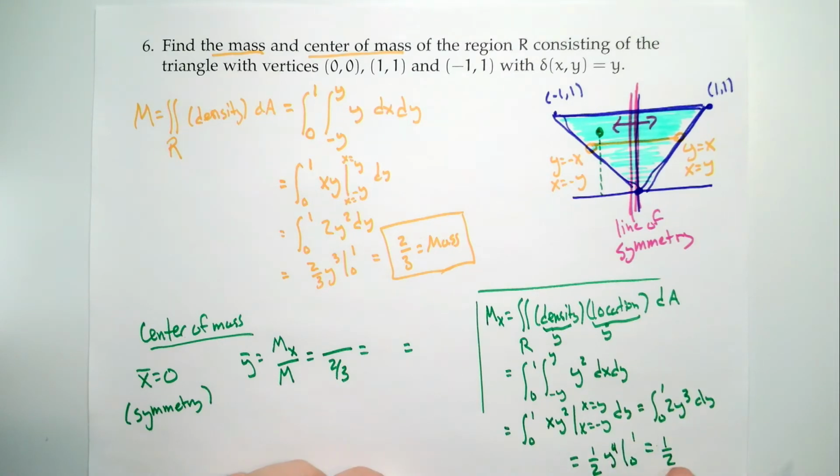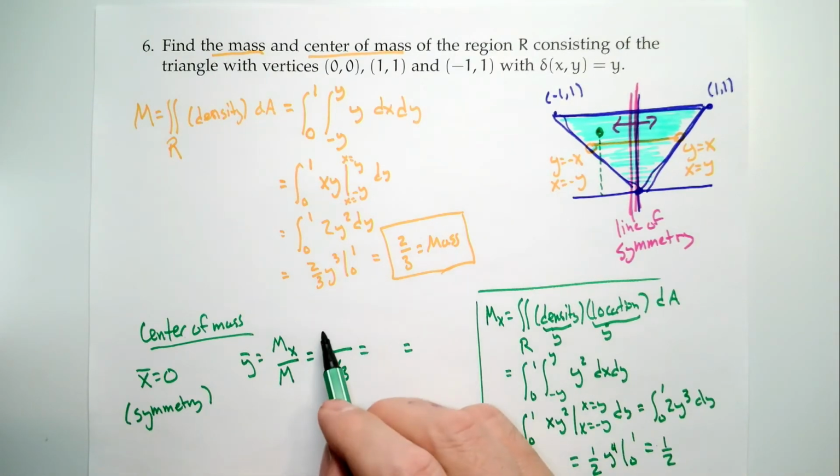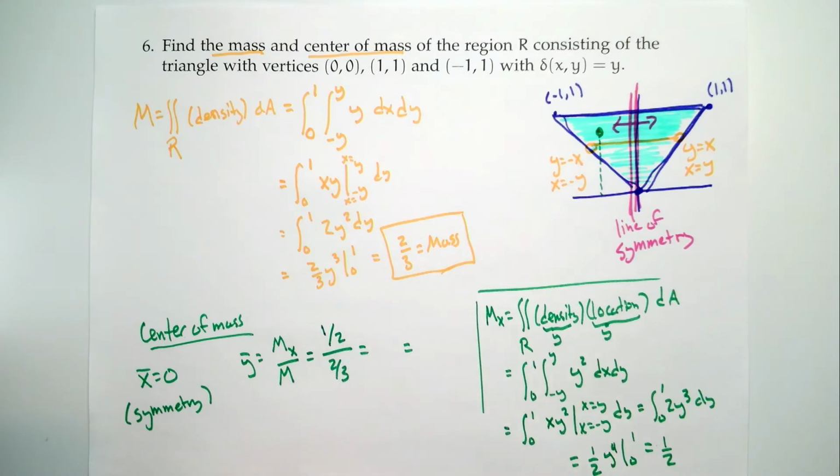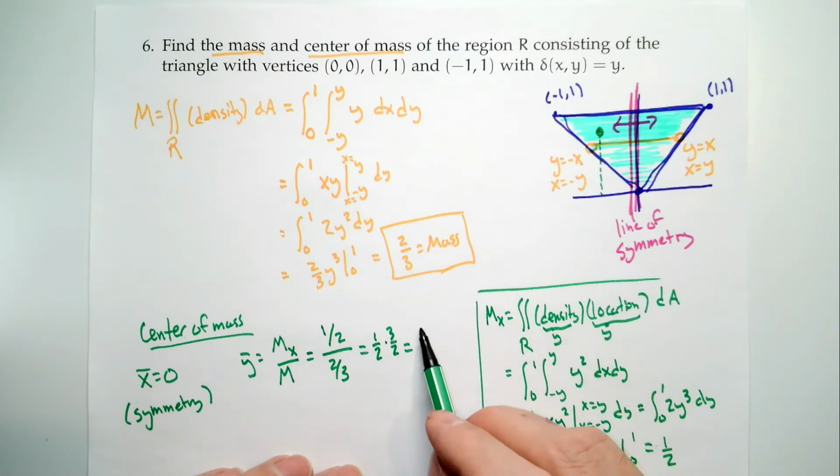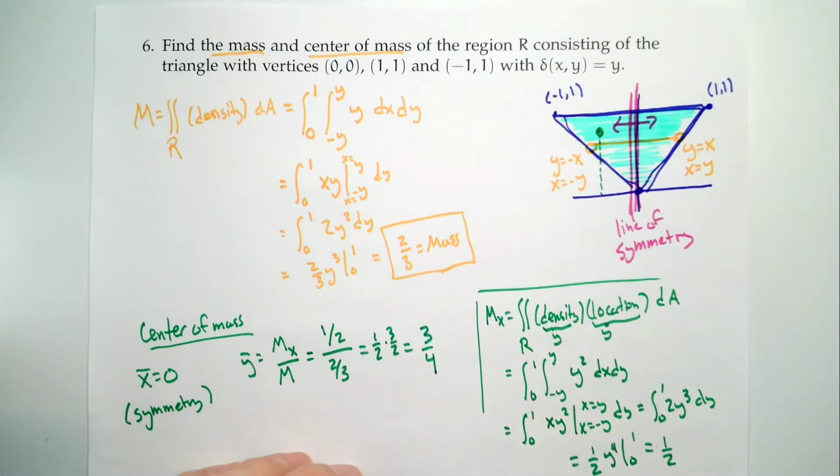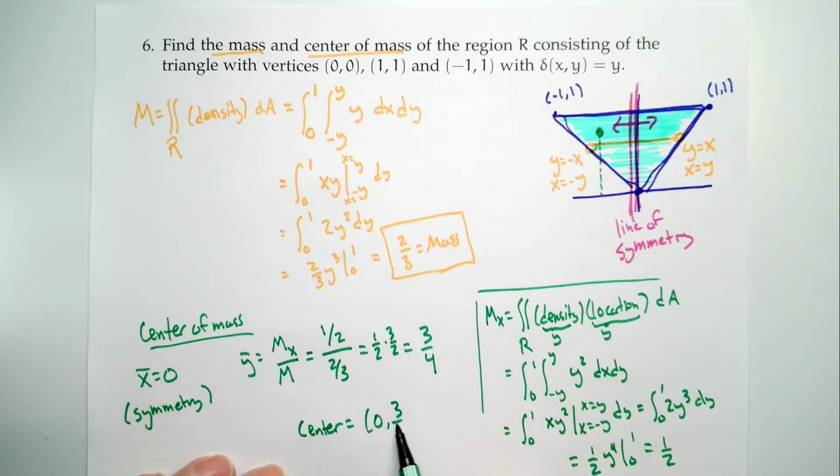Now, this is not the center of mass. That's the moment. So we have to take that moment, which is a half, divided by 2/3. Well, that's really the same as 1/2 times 3/2, which means that we get 3/4. Now, that would say x bar equals 0, y bar equals 3/4. So our center should be 0, 3/4.